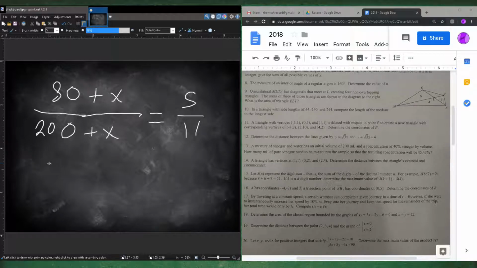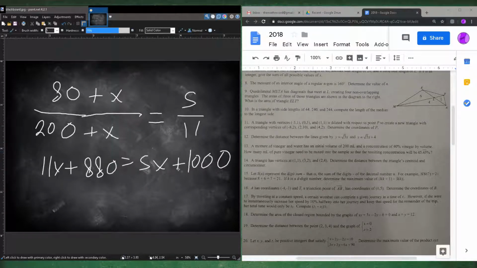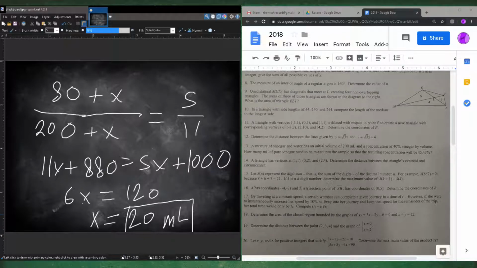So 11 times x, 11x, that's 880. 5x, and then 5 times 200 is 1000. Okay. So subtract 5x from both sides, so that's 6x. 1000 minus 880 is 120, so x is equal to 20. So how many milliliters of pure vinegar do you need to add? You need to add 20 milliliters if you want to add your new units. So that's your answer for number 13.